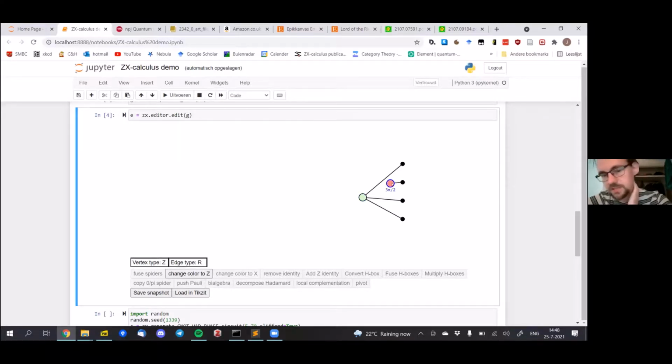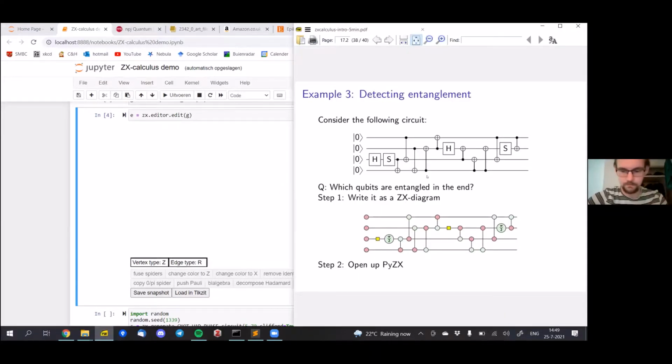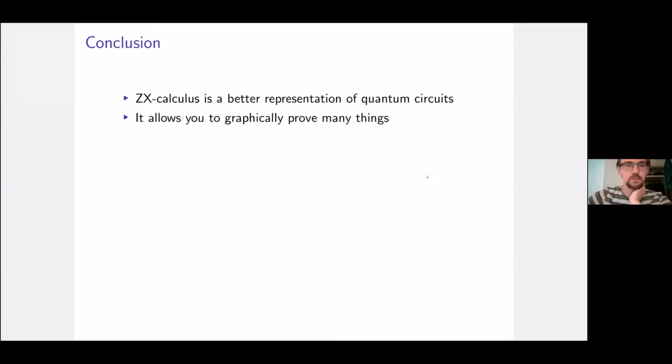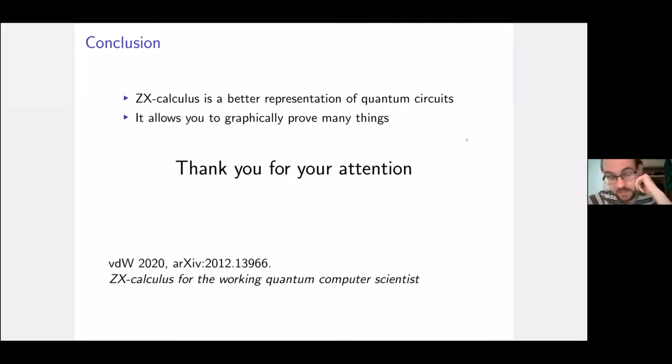Now, of course, I did this manually for demonstration, but we have built-in automated methods to actually do this for you. But I just want to give a little demonstration of what you can do with these things. Okay. So that was what I want to show. So we have a ZX calculus, which is a better representation of quantum circuits, if I may say so. And we can use it to graphically prove many things. So thank you for listening.